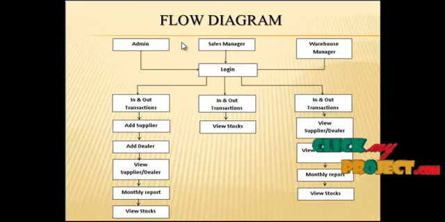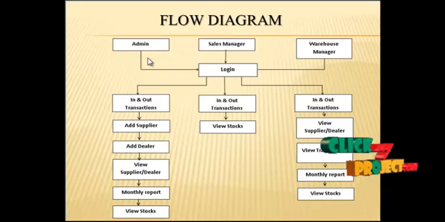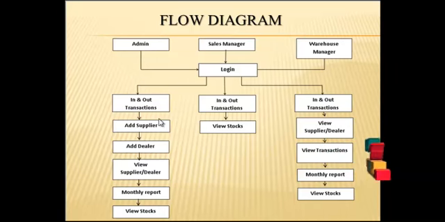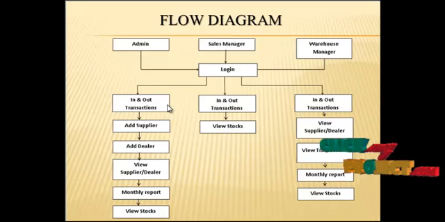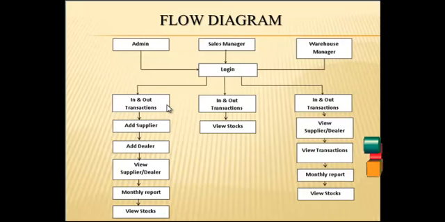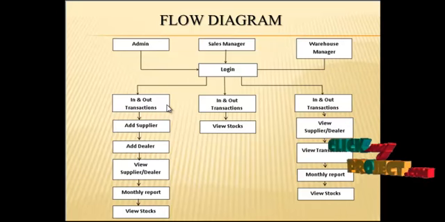This is our project flow diagram. There are three login options for our project: admin, sales manager and warehouse manager. First, admin login of our project. The admin views the in and out transactions. It means import and export of products for their organization.